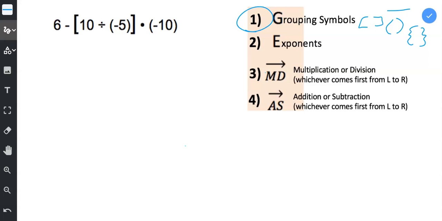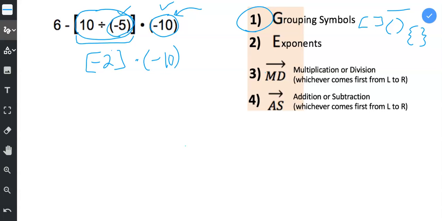I see here that we have a bracket, and then I also see parentheses here and parentheses here. When you see a set of grouping symbols that only has one number inside of it, that is as simple as that grouping symbol gets. So this -10, there's nothing we have to do with this. Over here, the -5, there's nothing we have to do with that. But inside the bracket, you can see there's two numbers in an operation. So we take 10 and divide it by -5, and we end up with -2, because a positive divided by a negative gives you a negative number.